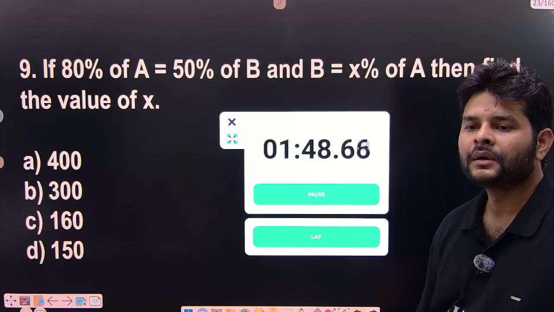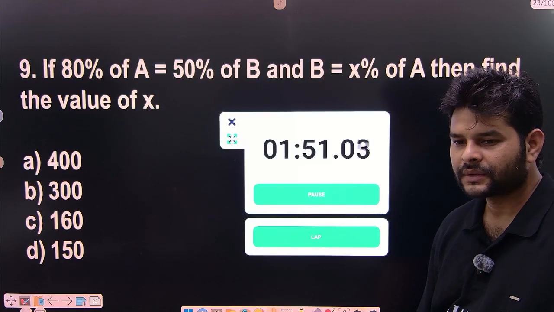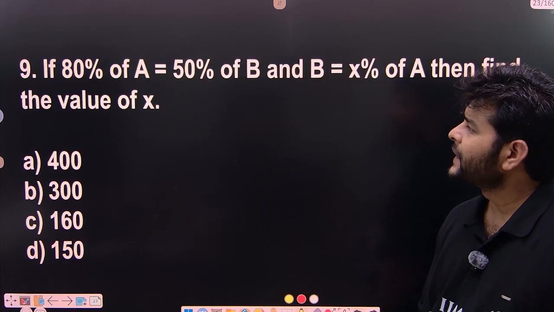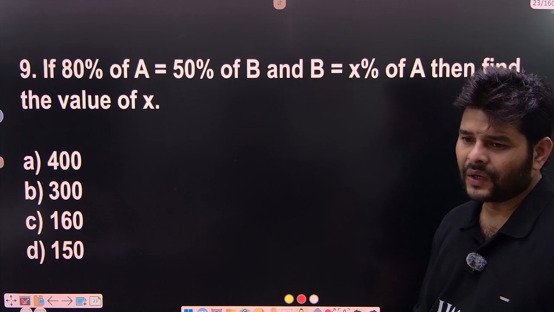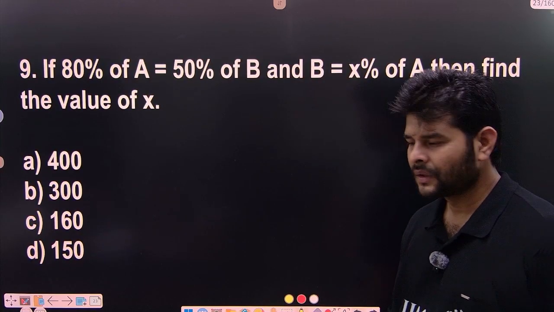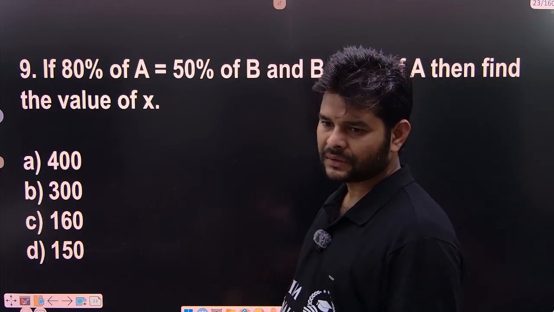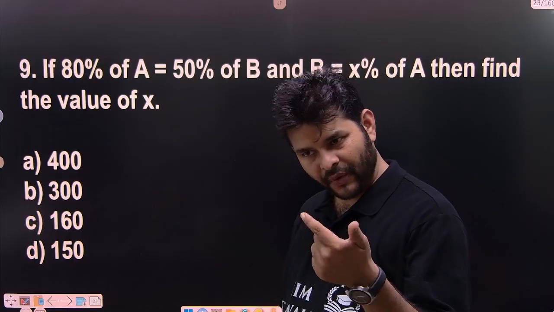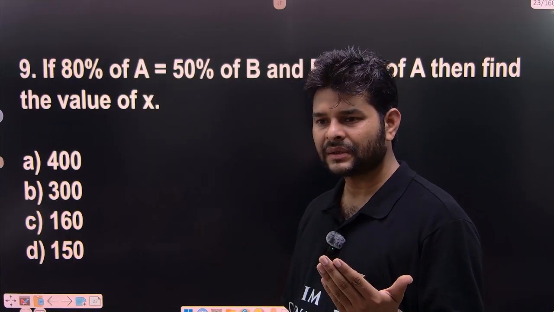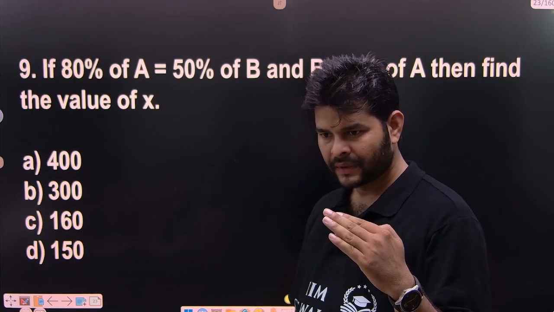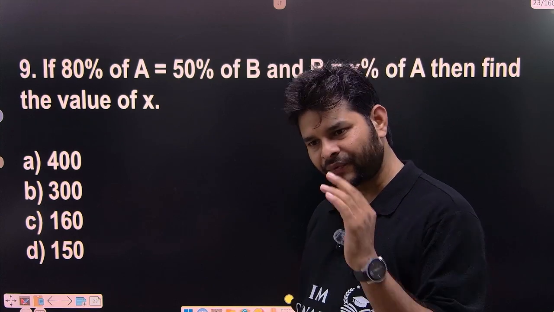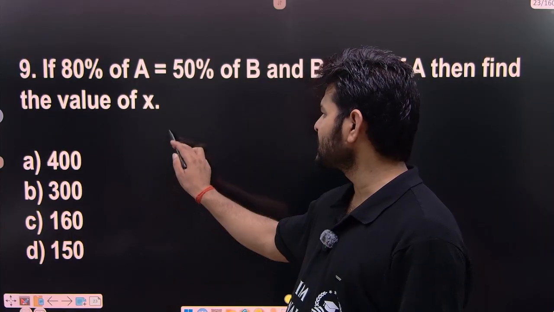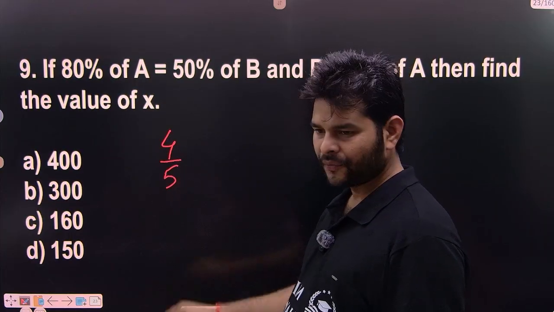160. Not yet. Okay, let's do it. If 80% of A is equal to 50% of B, so 80% means what? 20% means 1 upon 5. Then 80% means 4 upon 5. 80 is 4 times of 20, so 1 upon 5 would become 4 upon 5. So 80% is 4 upon 5.